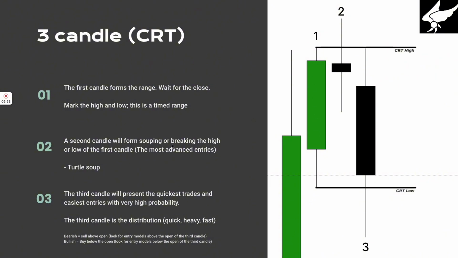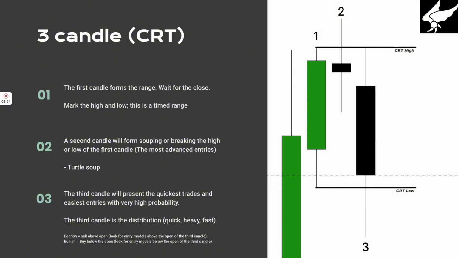A second candle will form, souping or breaking the high. This is a turtle soup. This is going to be where you're going to find the most advanced entries. On the third candle, we're going to see the quickest and highest probability trades. This is the distribution leg. So this is going to be where the beginners should focus. It's going to be a quick, fast, and heavy price action filled candle.